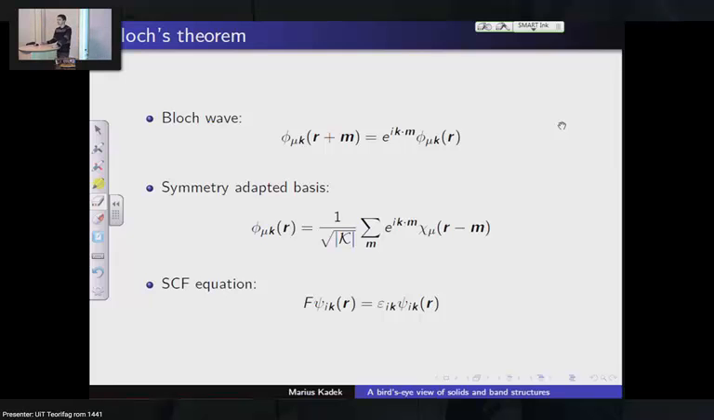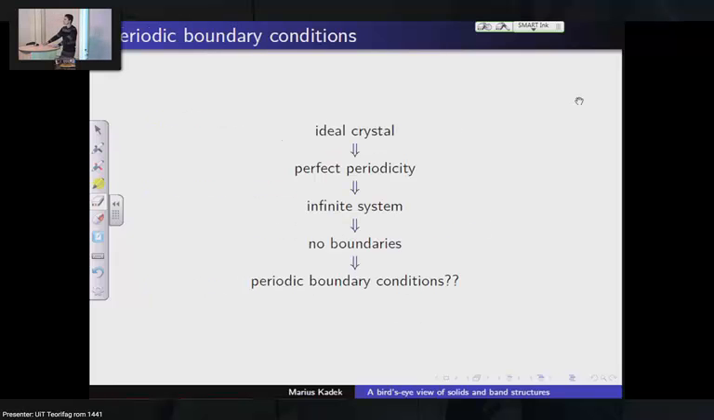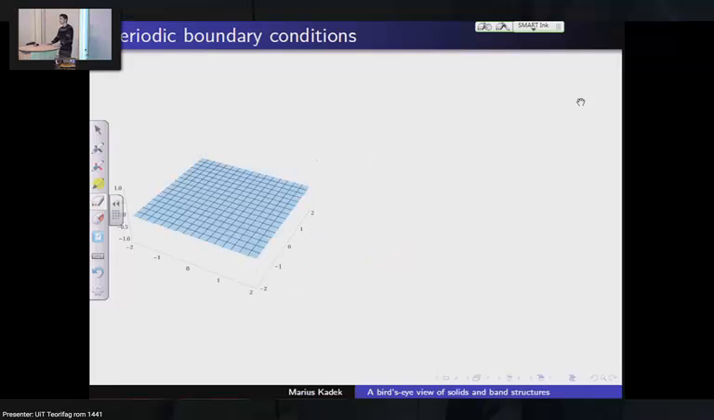So for this reason, a slightly different condition is chosen, stronger than the Bloch theorem. It is called periodic boundary condition, which is often emphasized in connection with solid state. In my opinion, it's perhaps a bit misleading, because since the system is infinite, it has no boundaries. So why are there periodic boundary conditions? They actually make the system finite in a way.